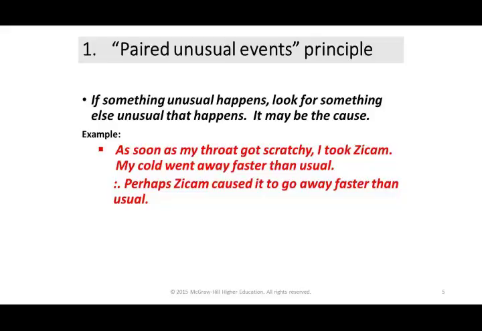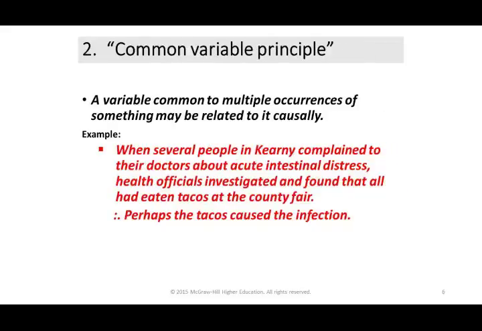Okay? That's different from what they talk about in the book, where they talk about common variable principle. The common variable principle basically points out that there are a number of instances of something. That something happens a lot, not just one particular one. Like when I got the sore throat in the last example, I get the itchy throat, and then I take Zicam, and I've not taken Zicam before. That's an unusual event, and I look for another unusual event. With the common variable principle, what happens is there are several instances of something, and you start wondering, well, what's causing that?